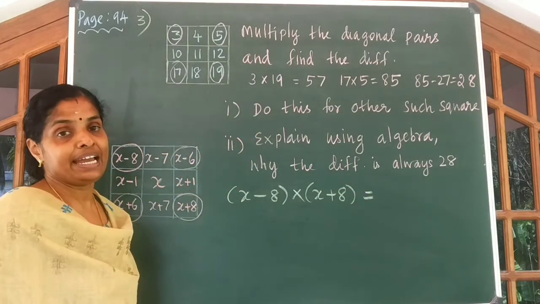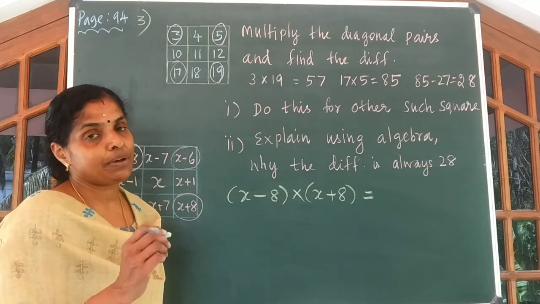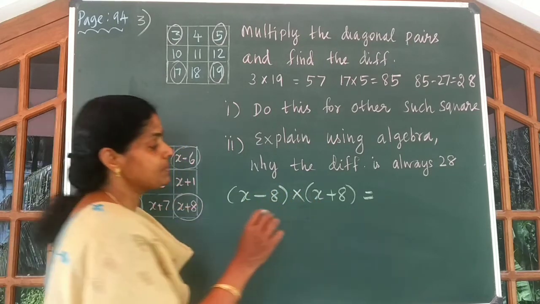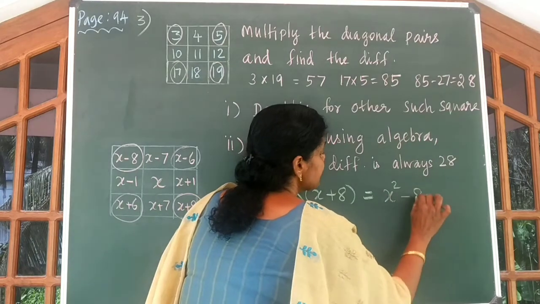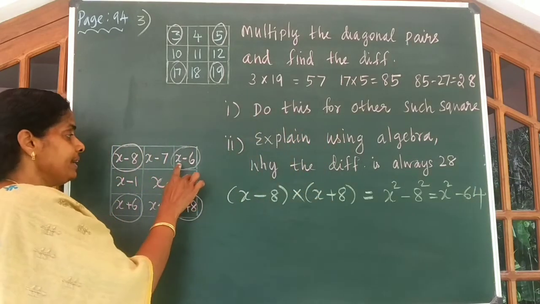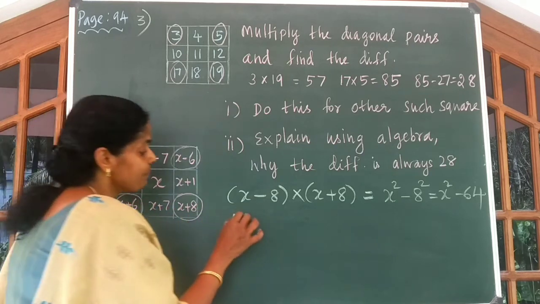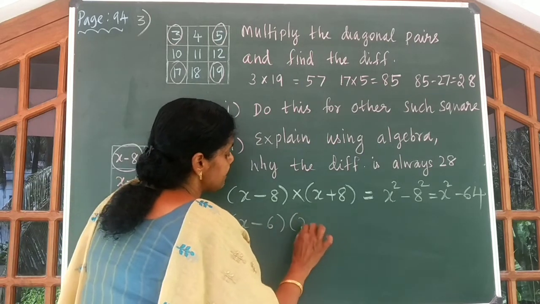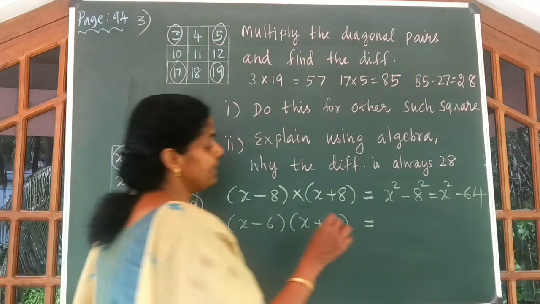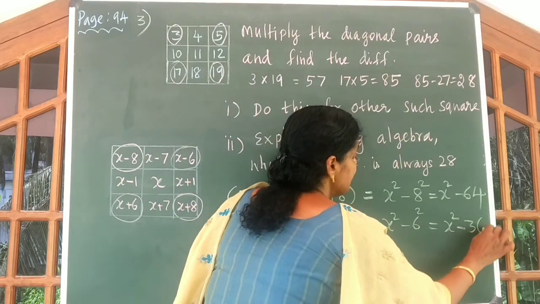We have studied the identity a minus b into a plus b gives you a square minus b square. So x minus 8 multiplied with x plus 8 gives you x square minus 8 square, which is x square minus 64. Now take the other diagonal. You get x minus 6 and x plus 6. The product of x minus 6 with x plus 6 gives you x square minus 6 square. x square minus 6 square gives you x square minus 36.